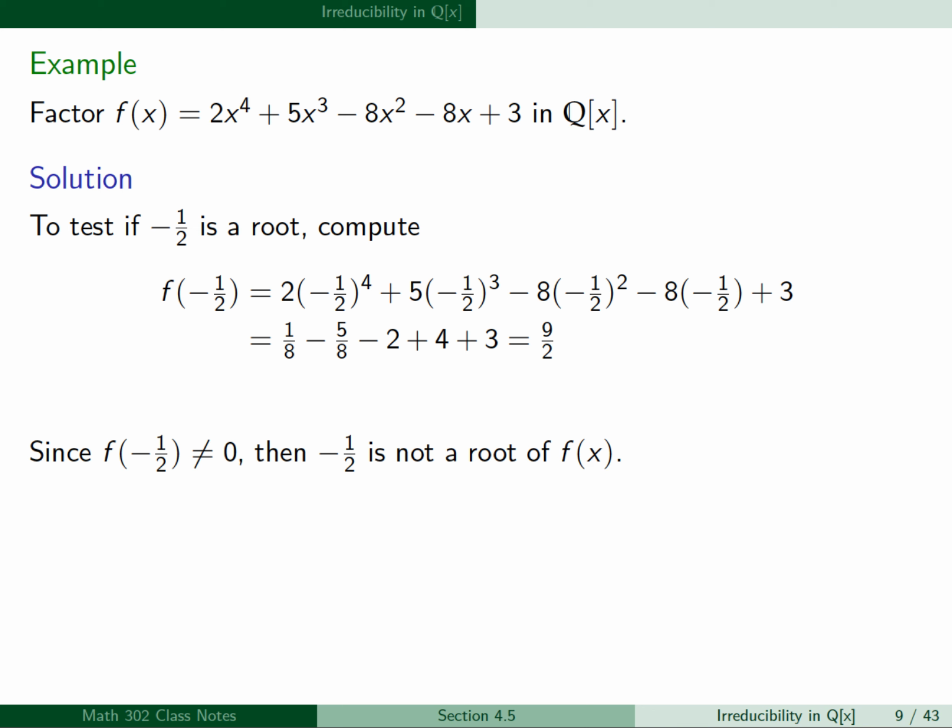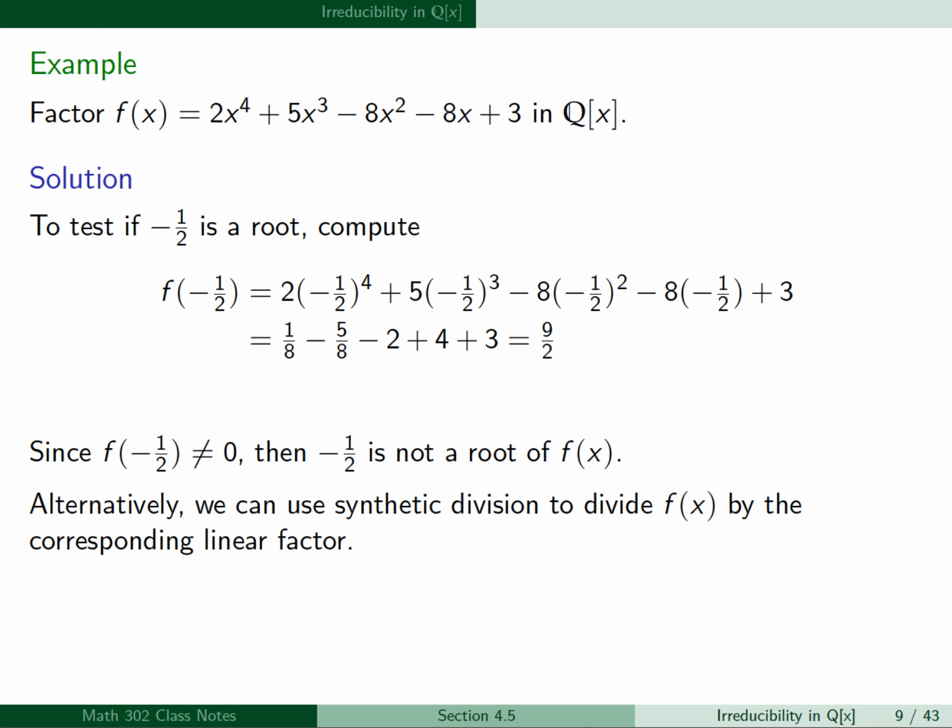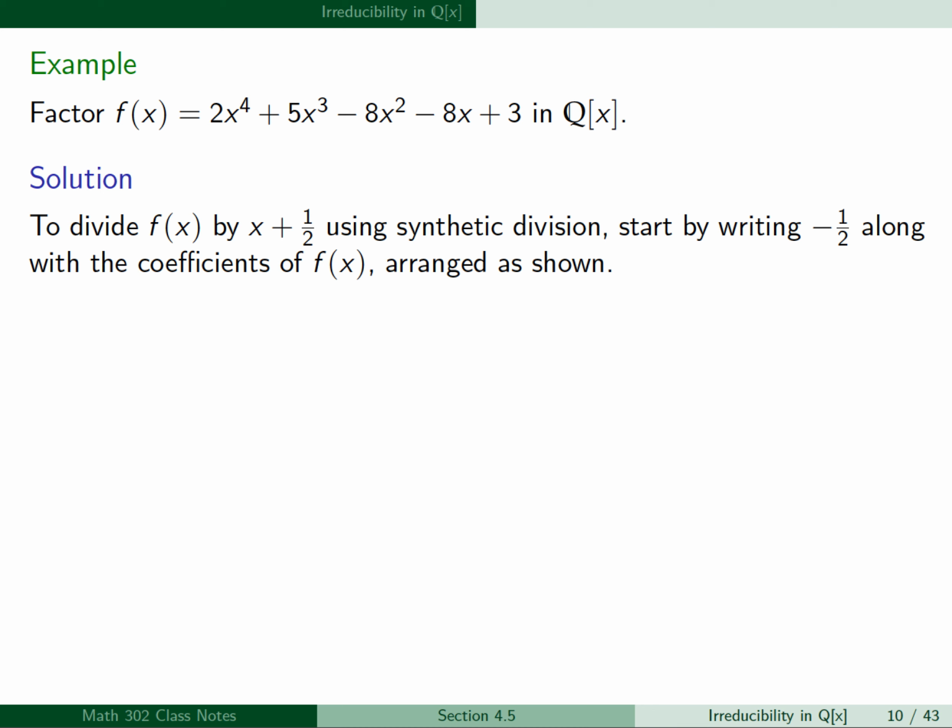Now, it's quite a bit of work sometimes to evaluate the polynomial at each root by substitution. So alternatively, we can use synthetic division to divide f of x by the corresponding linear factor, and this is sometimes quicker. So to divide f of x by x plus 1/2 using synthetic division, we'll start by writing minus 1/2 along with the coefficients of f of x arranged as shown. So we've got minus 1/2 in the upper left corner, and then the 5 coefficients of f of x written as indicated.